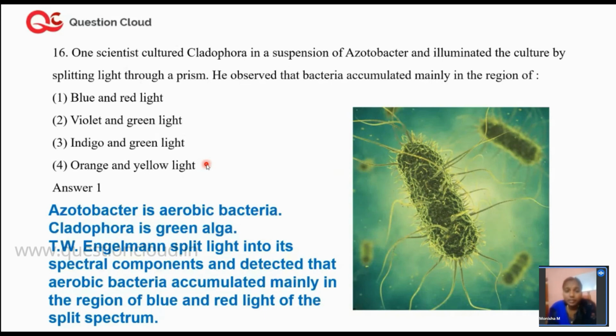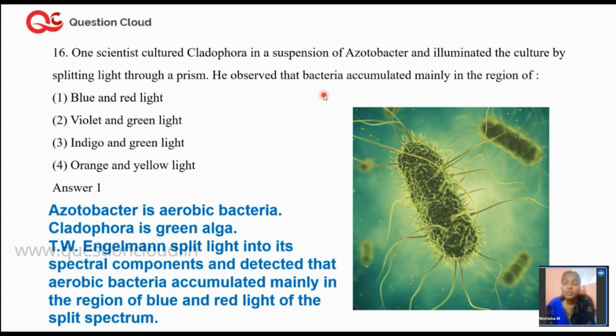Now, next is a very interesting question. One scientist cultured Cladophora in suspension of Acetobacter, and he illuminated the culture. That is, he took a cell culture. He took a flask. In the flask, he had two species. The first species is Cladophora and the second species is Acetobacter. Then he mixed the species and illuminated them, meaning he is throwing light on the culture, by splitting the light through a prism.